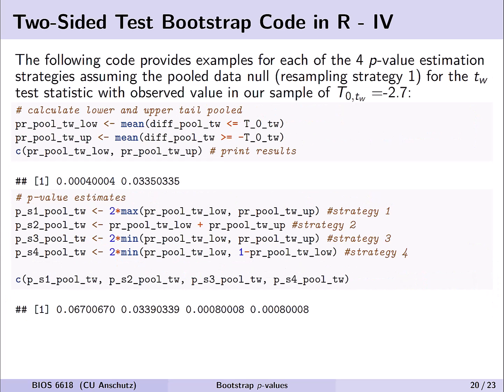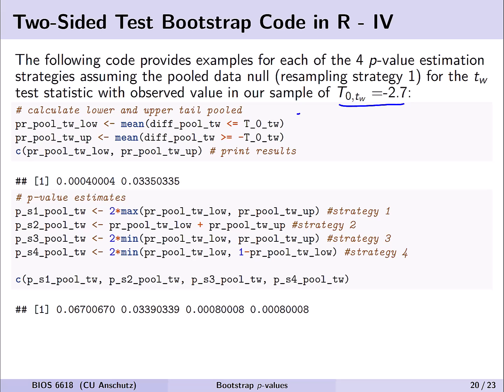Now the following code provides an example for each of those 4 p-value estimation strategies that we're assuming for a two-sided p-value calculation. And here, just to illustrate it, we're using the pooled data null, noting that this will generalize to all the various combinations we've discussed, and we'll calculate it for the Welch's t-test statistic. Now, just as a kind of reference point here, we can note that the t-naught for the Welch's t statistic in our sample was negative 2.7.